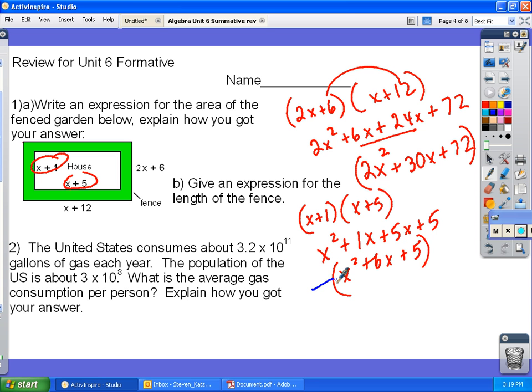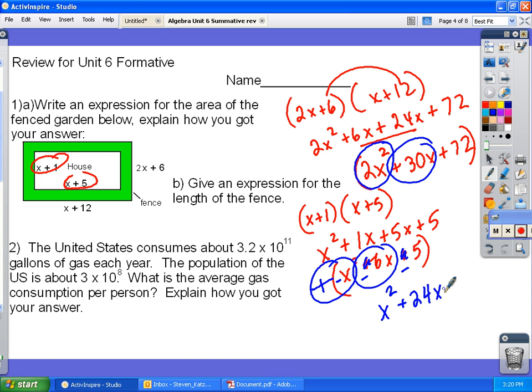Well, when you subtract, you have to remember to distribute the subtraction sign, change it to a plus. So this all becomes negative x squared, negative 6x, and negative 5. And then I'm going to combine everything. I have a 2x squared minus x squared, so that becomes x squared. I have a positive 30x minus 6x, so that becomes 24x. And I have a negative 5 and a positive 72, which together become 67. And this represents the area of my garden, which would be the green.